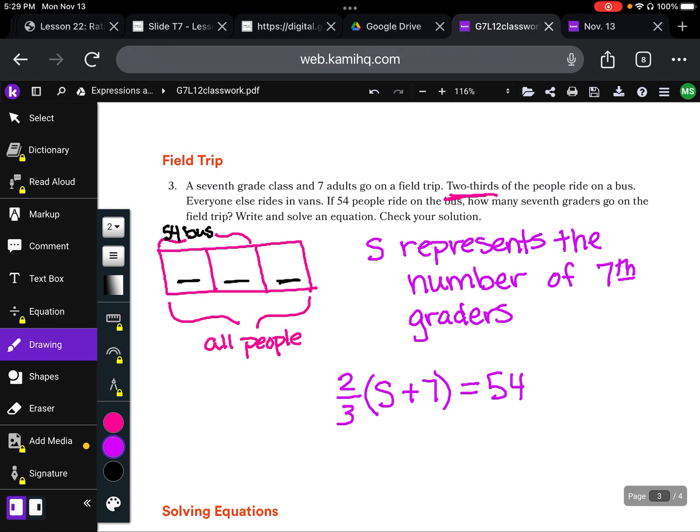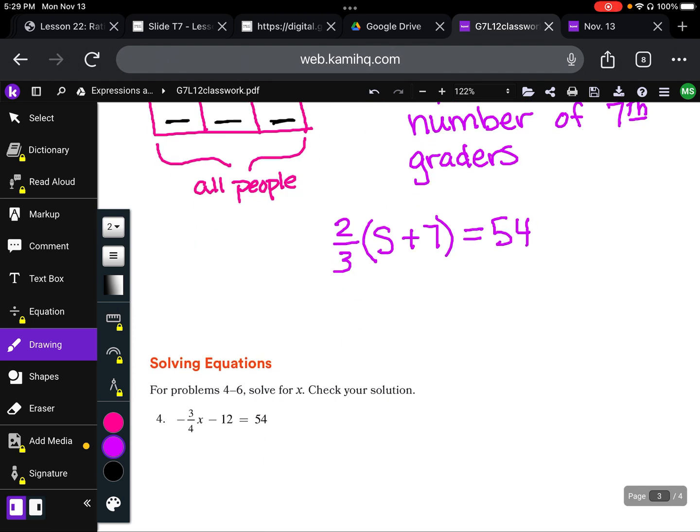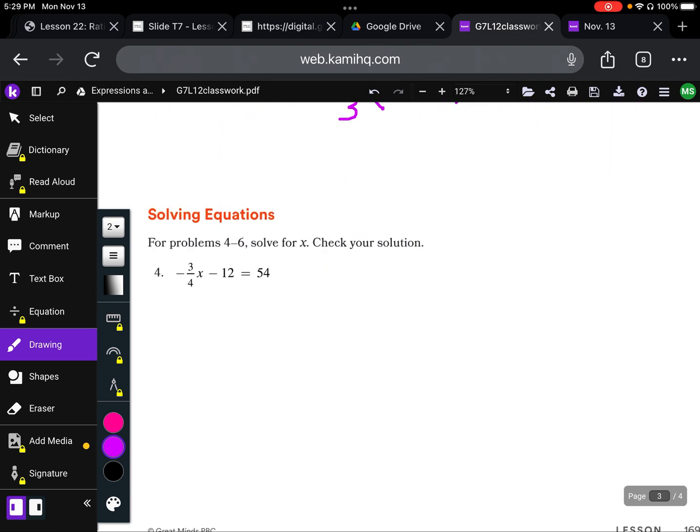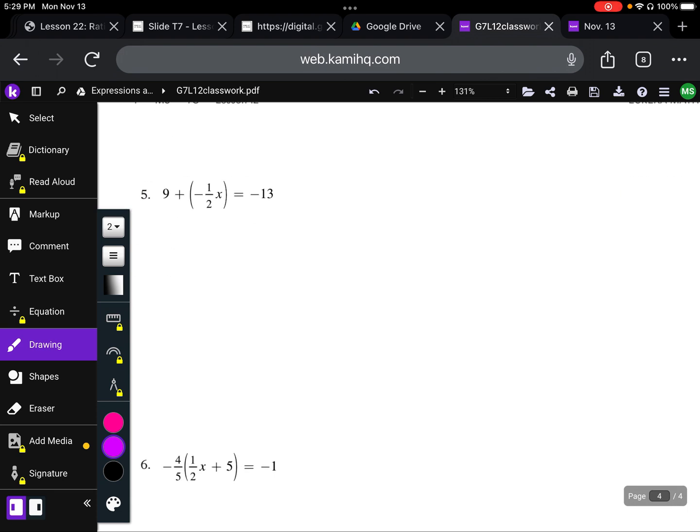Really, that's as far as we got in class today, but try this packet, try writing word problems, try writing equations from word problems.